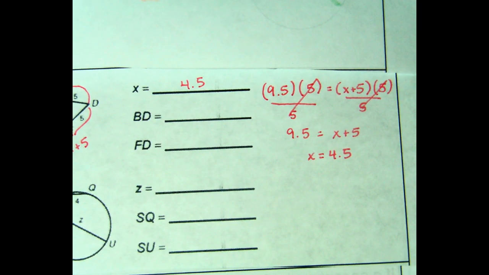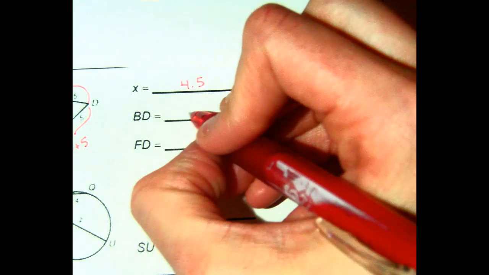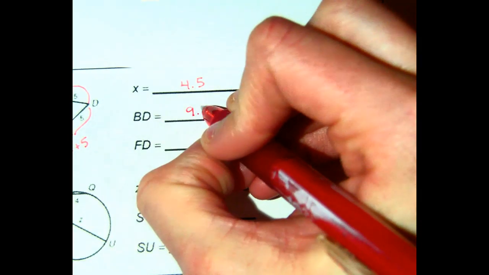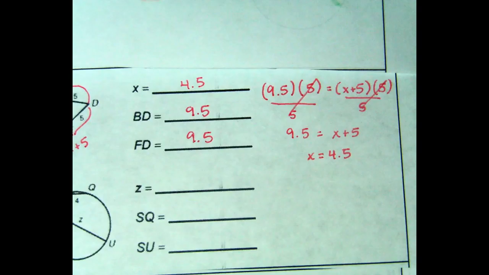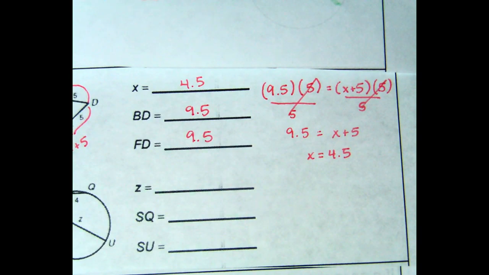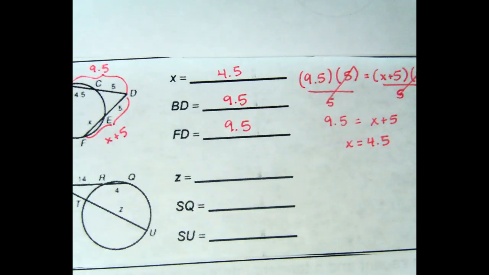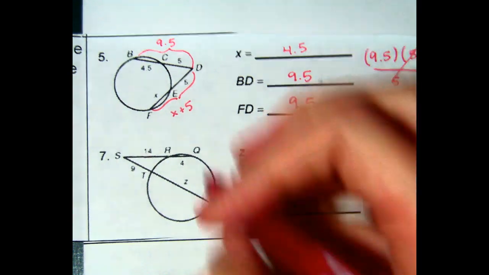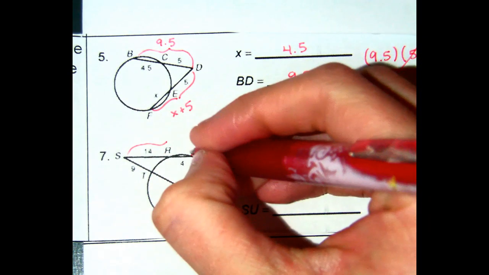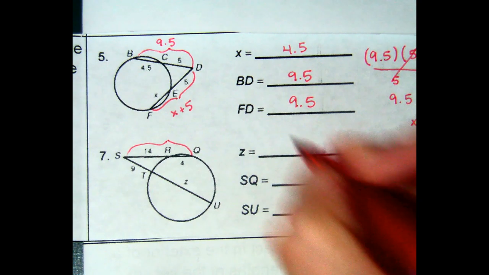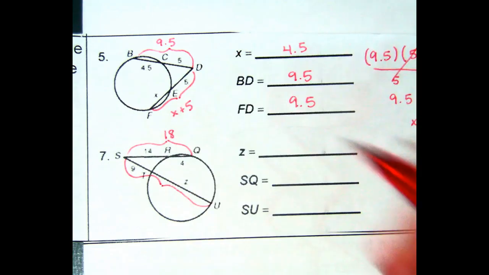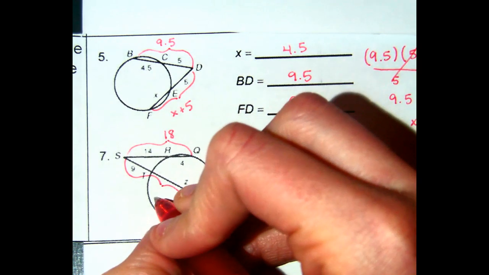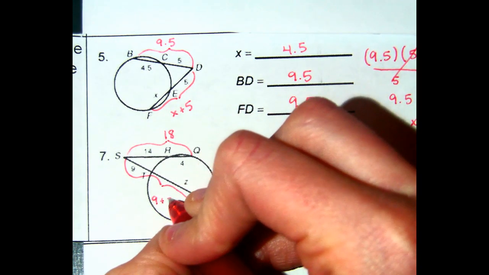Okay. BD we already found. What is BD? And FD, try number 7. Okay, so first of all, though, let's find the entire piece. What's 14 plus 4? And how about this? Z plus 9 or 9 plus Z, it really doesn't matter.